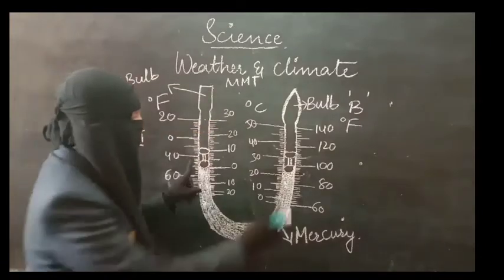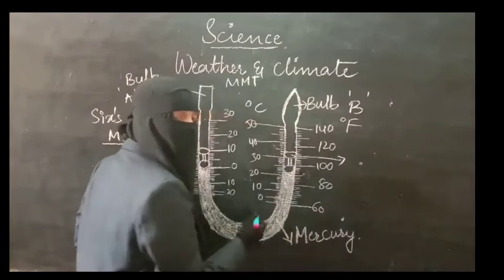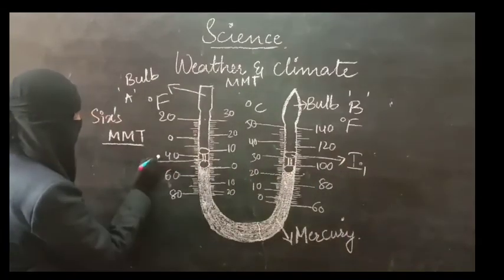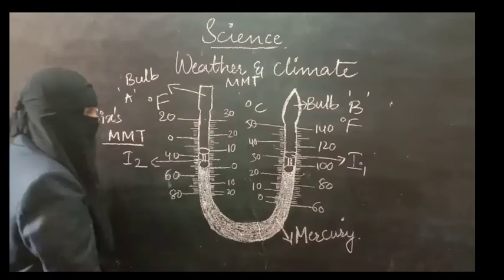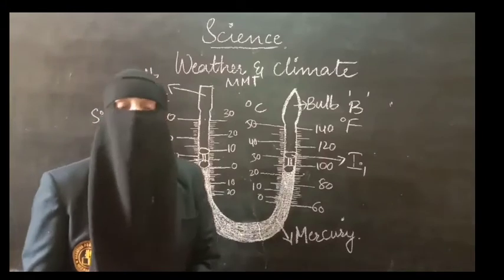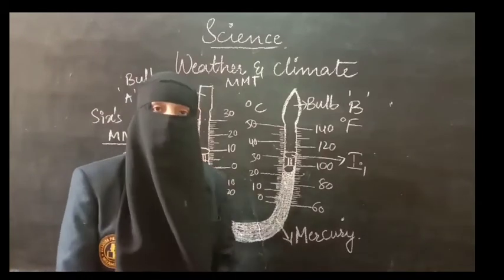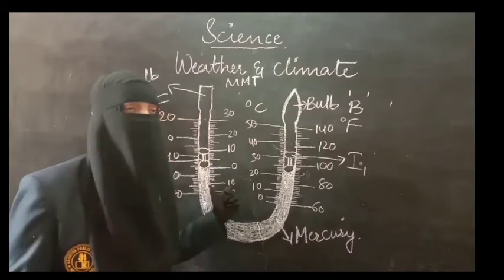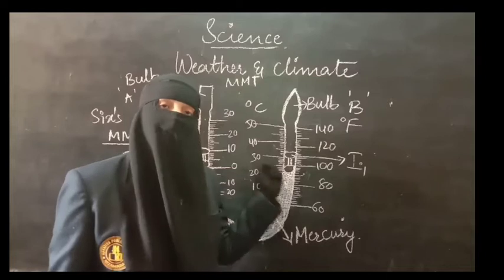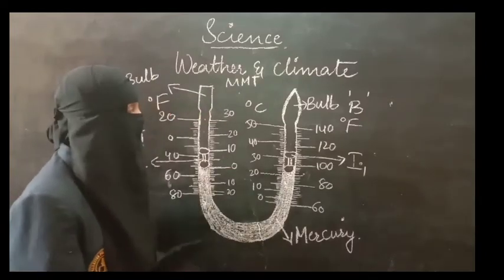And here if you see, there are two structures. These two structures are called indicators. This side let us name it as I1, indicator 1, and this side it is indicator 2. These indicators will help us to know the temperature. In the clinical thermometer we have a kink to get the readings. In the same way here we have indicators by which we can mark the temperature. So let us see how this actually works.